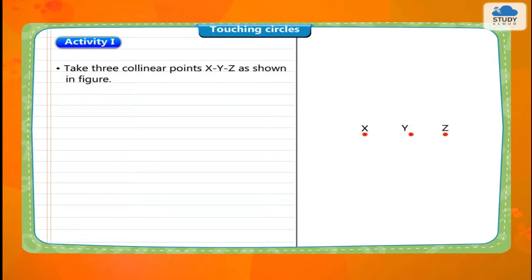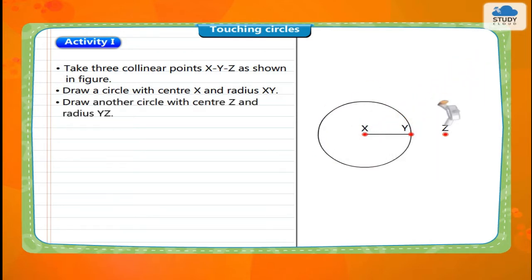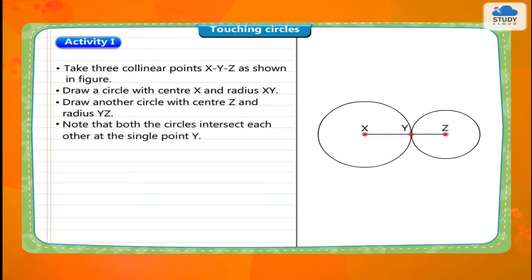Touching circles. Activity 1. Take 3 collinear points x, y, z as shown in figure. Draw a circle with center x and radius xy. Draw another circle with center z and radius yz. Note that both the circles intersect each other at the single point y.